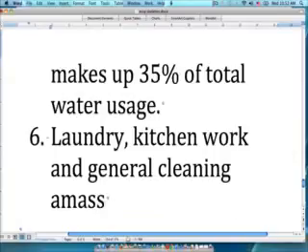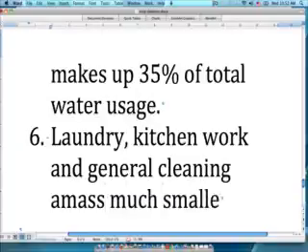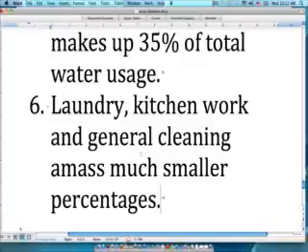Amass much smaller percentages. Okay? Laundry, kitchen work, and general cleaning amass. Amass is another good word to know when you need to group a few smaller figures together. So amass just means kind of collectively they are much smaller percentages. And we can even just stick in the percentages here.